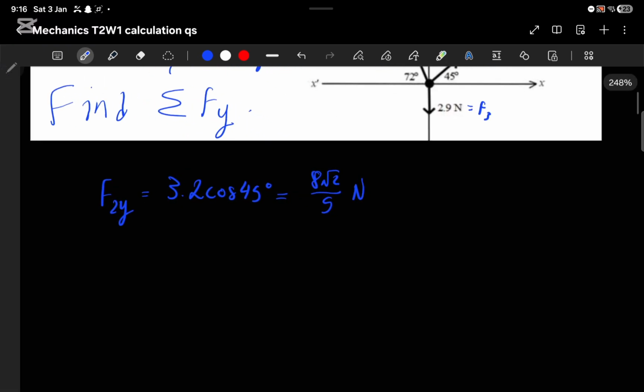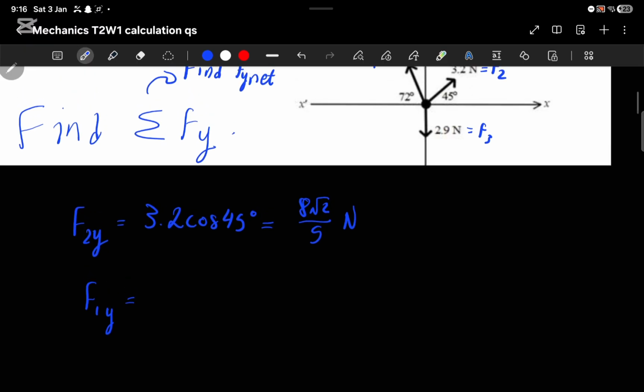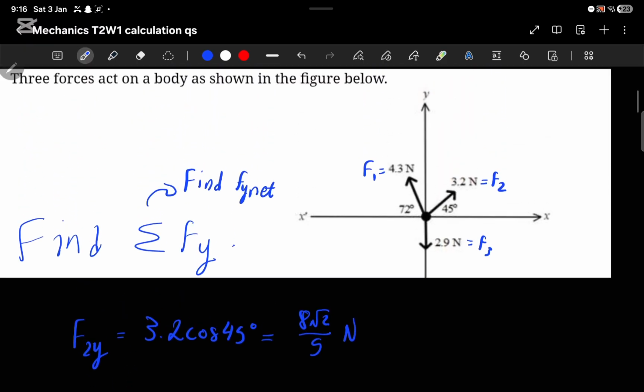Okay, now let's find F1y. So here's the thing about this one. This is 72 degrees with the negative x-axis. We need it to be with the positive x-axis. So what are we gonna do? This makes a straight line, right? So 180 minus 72, 108. So this is actually 108 degrees. This is the angle we're concerned with. Our angle always has to be with the positive x-axis, never negative.